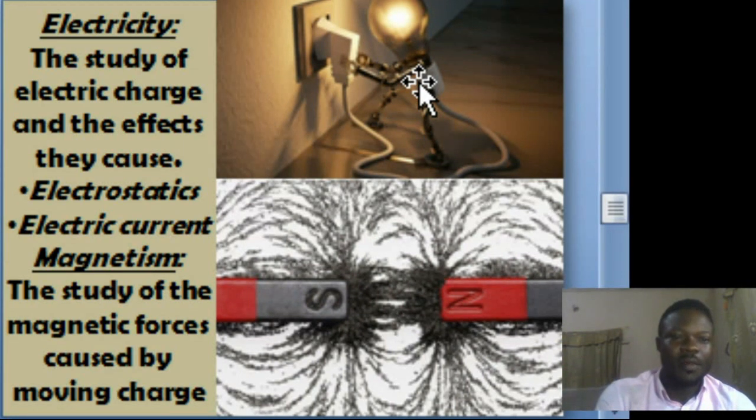Now magnetism, the study of magnetic forces. We are familiar with magnets, north and south poles, which we always play with, which either repel or attract each other. The study of magnetic forces that are caused by currents, that is moving charge, is called magnetism. That will be dealt with under magnetism.